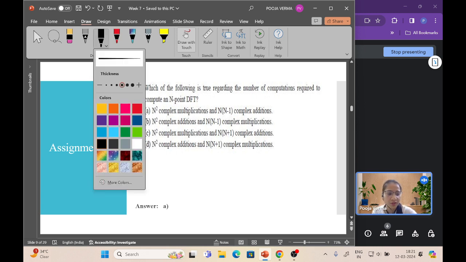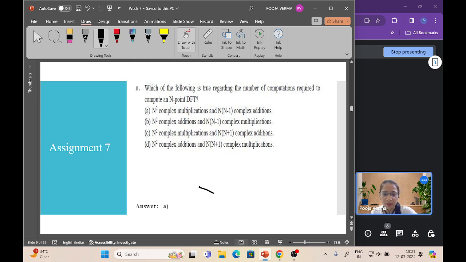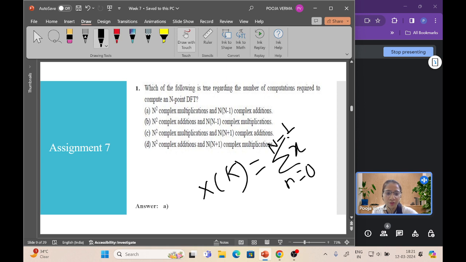So as we know, what is the N-point DFT formula? X of k is equal to summation n is equal to 0 to N minus 1, x of n, W_N to the power kn, where W_N is equal to e to the power minus j 2 pi by N, right? So the total number of complex multiplications required.